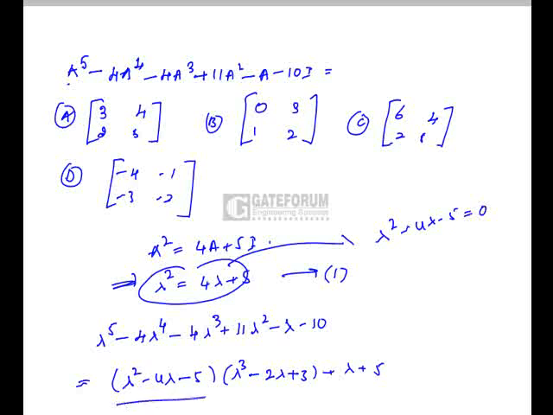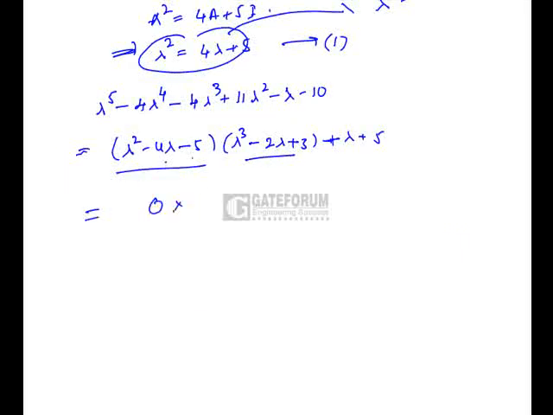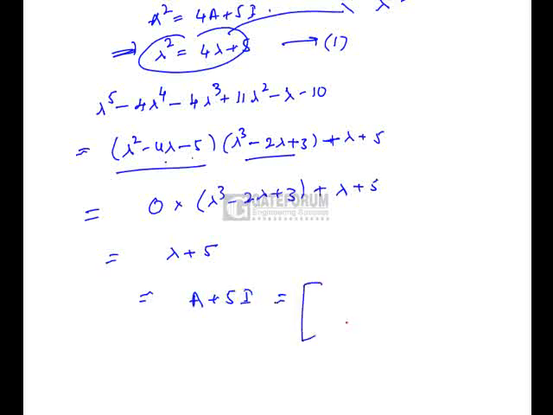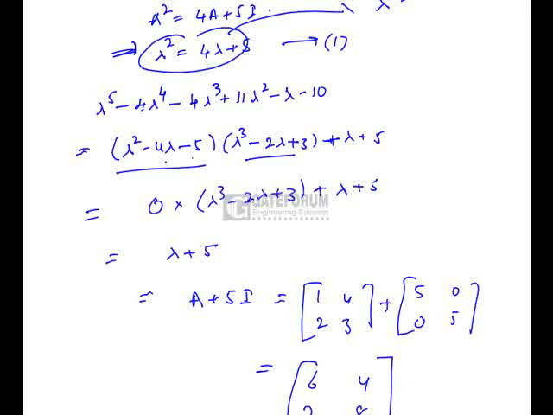So I have factorized it. Lambda square minus 4 lambda minus 5 into some expression plus lambda plus 5. Now this will be 0 into lambda cube minus 2 lambda plus 3, plus lambda plus 5. So this is nothing but lambda plus 5, which can be written as A plus 5I. A is nothing but [1, 4; 2, 3], plus 5I is nothing but [5, 0; 0, 5]. If we add, it will be [6, 4; 2, 8], which is nothing but option C.